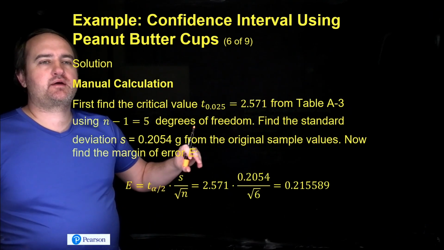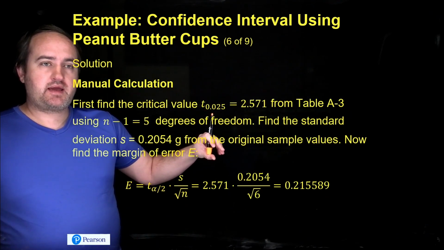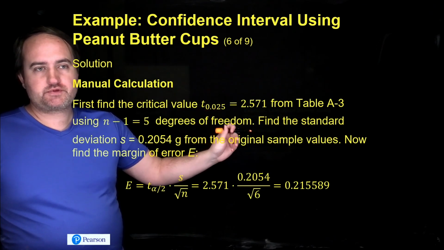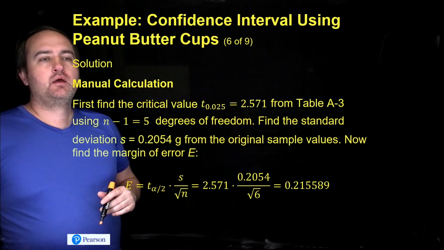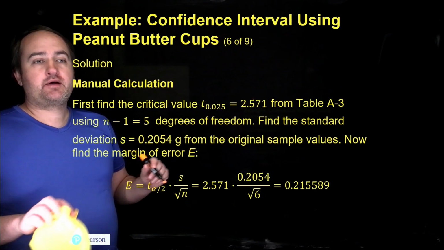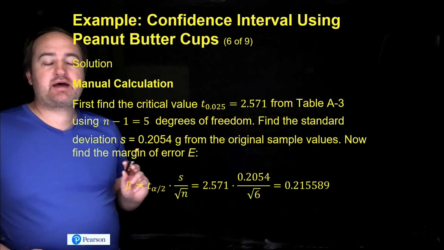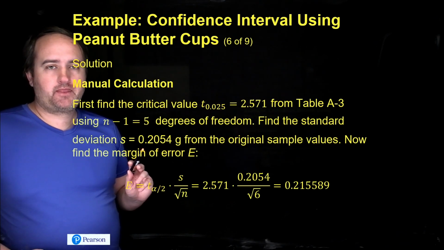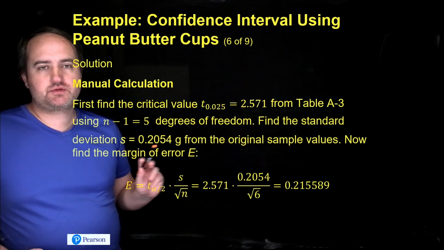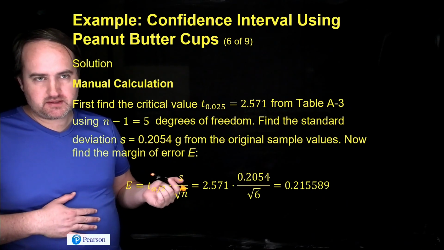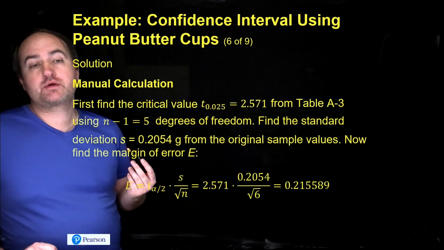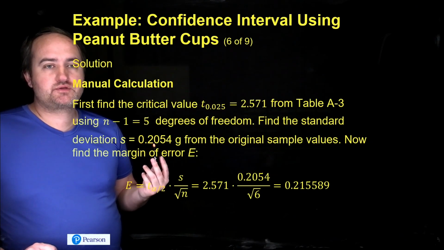Okay, so we already calculated t sub alpha over 2, which they've written as t sub 0.025 here. We said that was 2.571. We said that the degrees of freedom was n minus 1 equals 5. Now, to find the standard deviation S, we have done that earlier in the course. But the standard deviation for the sample is going to be given to you in each problem on the homework, quizzes, and exam, so we're not going to have to calculate that by hand. Here they've calculated it for us, and they say that S equals 0.2054.